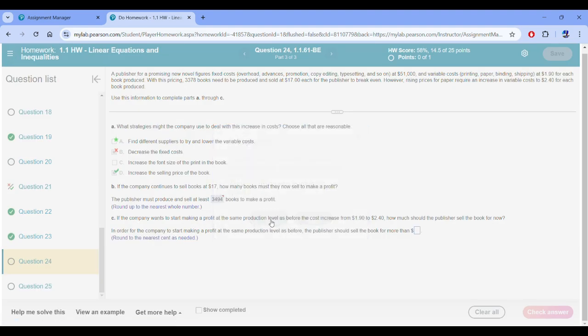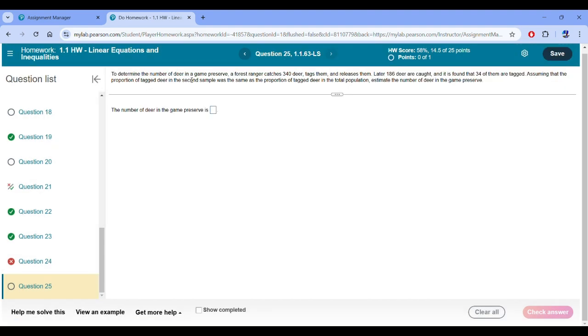And last but not least, number 25. Determine the number of deer in a game preserve. A forest ranger catches 340 deer, tags them, and releases them. Later, 186 deer are caught, and it's found that 34 of them are tagged. Assume that the proportion of tagged deer in the second sample was the same as the proportion of tagged deer in the total population. Estimate the number of deer in the preserve.